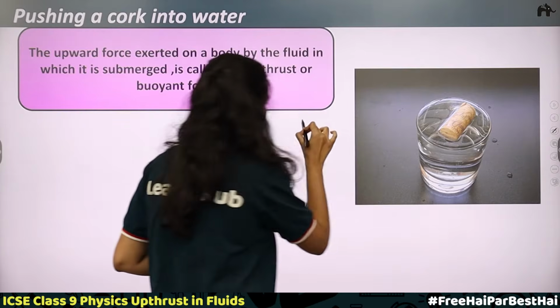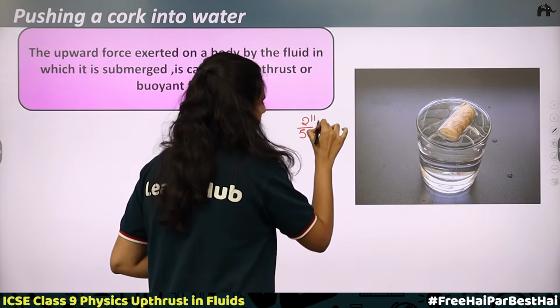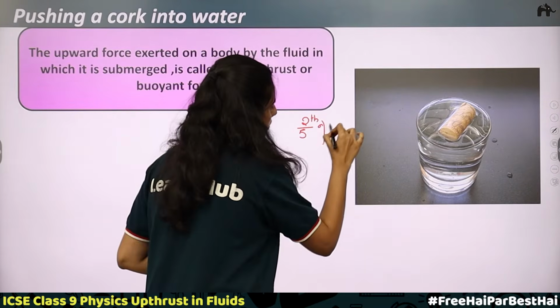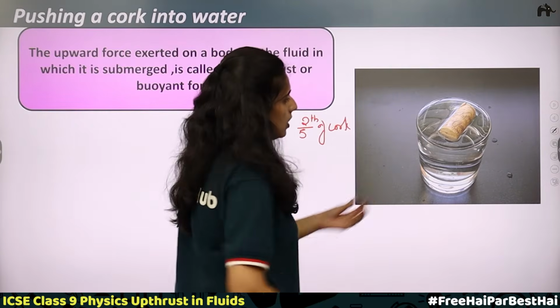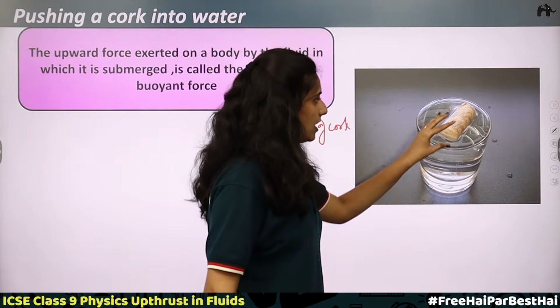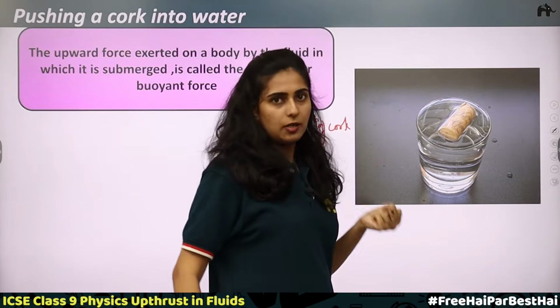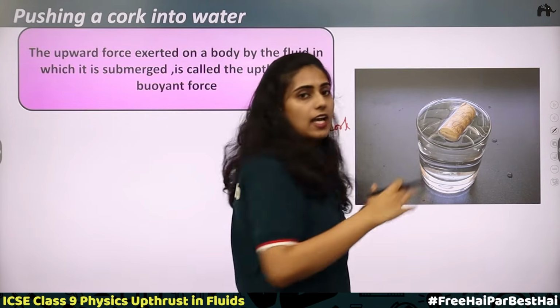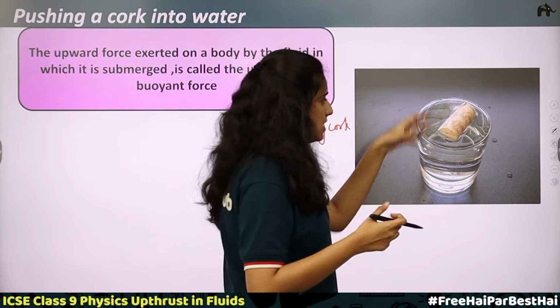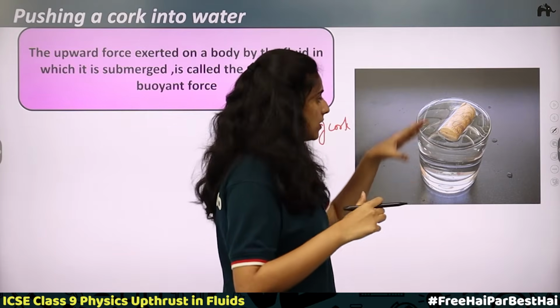When a cork is placed, about 2/5 of the cork will be inside water. Okay, 2/5 will be inside water and 3/5 will be outside water. So here again, this is the same as the case we have discussed before. When the cork is placed, what is happening? It is floating.